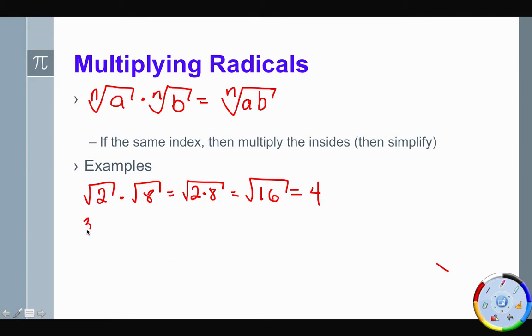We can do this also with cube roots, or any root you would actually like to do, as long as the roots are the same, or the indexes are the same. So if I took the cube root of negative 5 times the cube root of 25, I can rewrite this as the cube root of negative 5 times 25, which is negative 125. And we've done this a few times already. This cube root of negative 125 is negative 5.